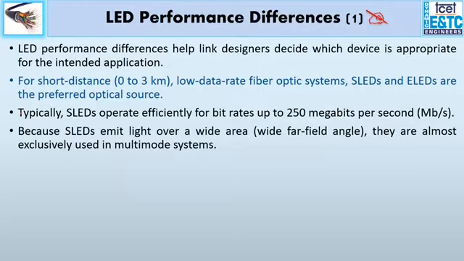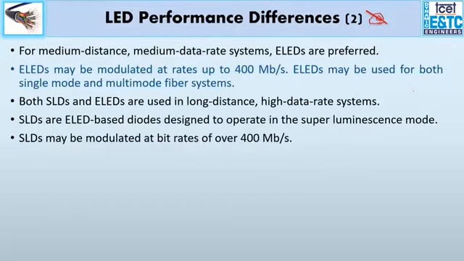Surface LED, as I told you, gives a Lambertian pattern. So it gives a wide area, wide far field, but we can get a confinement in the edge LED, as I told you, in the radiation pattern. Edge LEDs may be modulated at the rate of 400 Mbps and can be used both for single and multi-mode fiber systems.